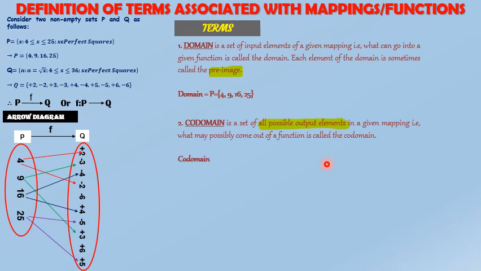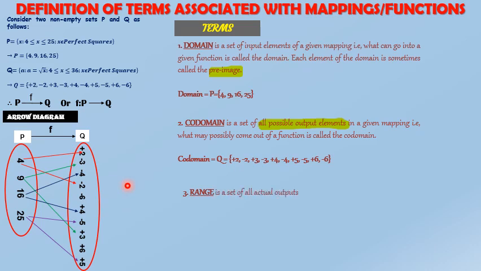So in this case now, if I have to list out the codomain, we are going to have codomain equals set Q given by +2, -2, +3, -3, +4, -4, +5, -5, +6, and -6. So these are the elements of the codomain. All elements of the output set in a given mapping, we refer to as codomain. Then from there, we also discuss what we call range.